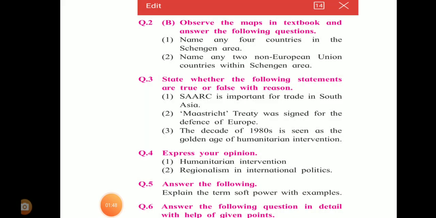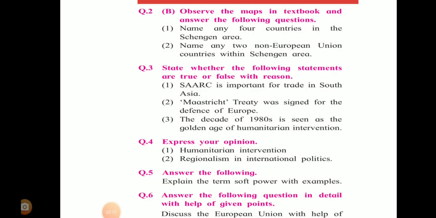Now we'll see question number 2. Observe the maps in the textbook and answer the following questions. This question you are going to solve. Observe the map and then try to solve it. If you could not solve it, then you can comment in the comment box. I will give you the answers.